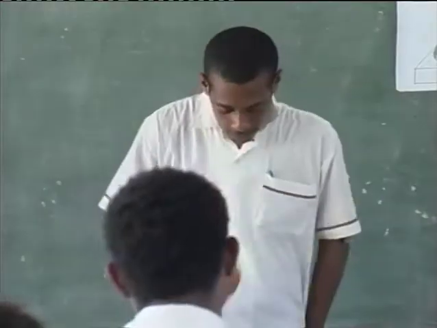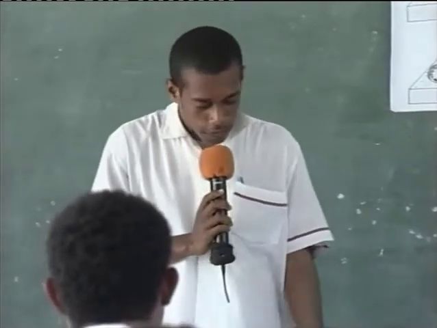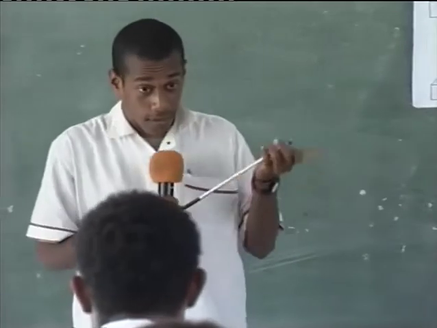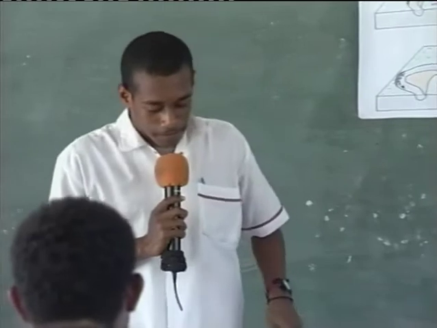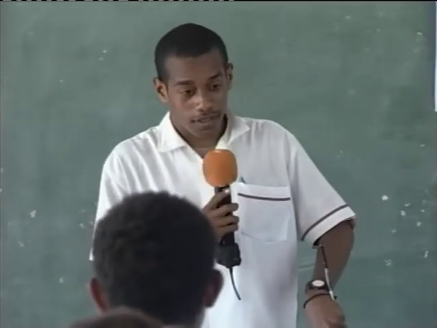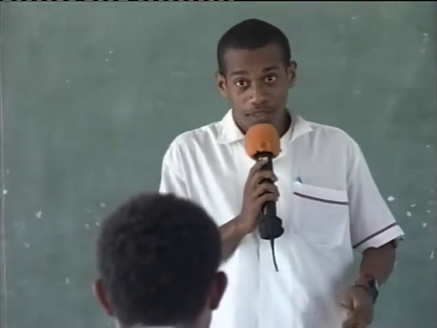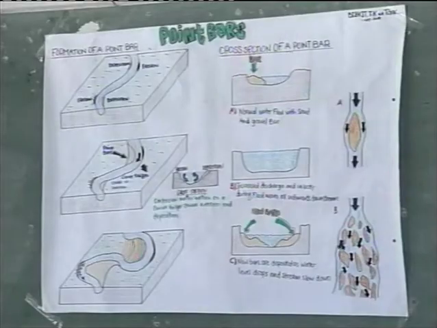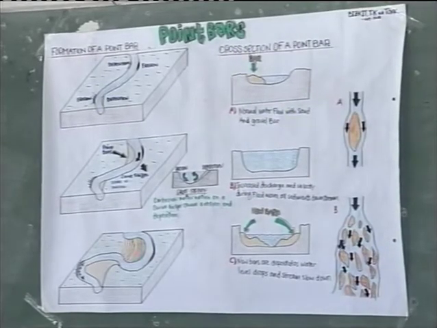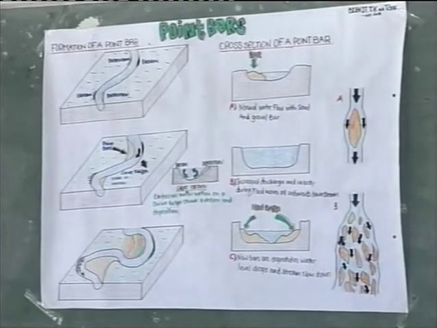Why are point bars formed at the last stage of the river? Point bars are formed at the last stage of a river mainly because this is where deposition mainly takes place, and because the water flow is slow, all the sediments carried by the fast-moving water in the first and second stage of a river are mainly deposited in this stage.